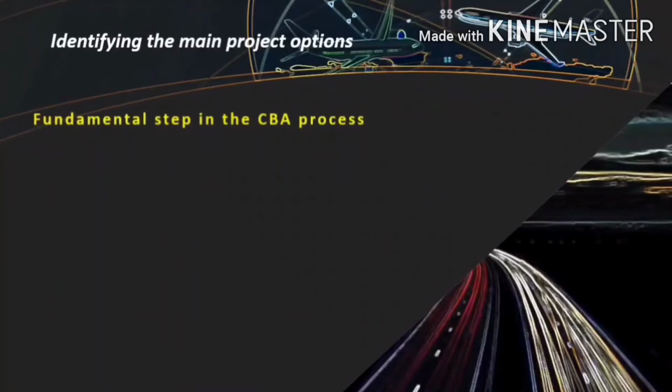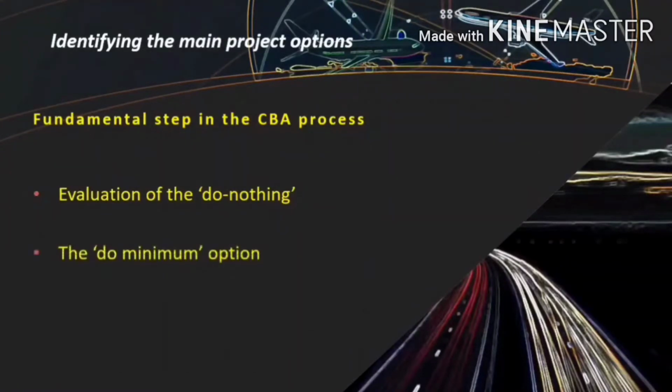Identifying the main project options. This is a fundamental step in the CBA process, where the decision maker compiles a list of all relevant feasible options that they wish to be assessed. It is usual to include a do-nothing option within an analysis in order to gauge those evaluated against the baseline scenario where no work is carried out. The do-minimum option offers a more realistic course of action, where no new highway is constructed but a set of traffic management improvements are made to the existing route in order to improve the overall traffic performance.